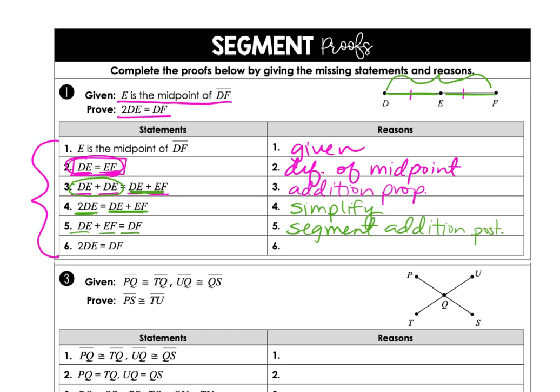Hey, you're going to want to pay attention to this. This is where it gets hard. Hang out with me. Okay. Now the last step, 2DE equals DF. Do you see it? Look at this step. Tell me how I got to that step.